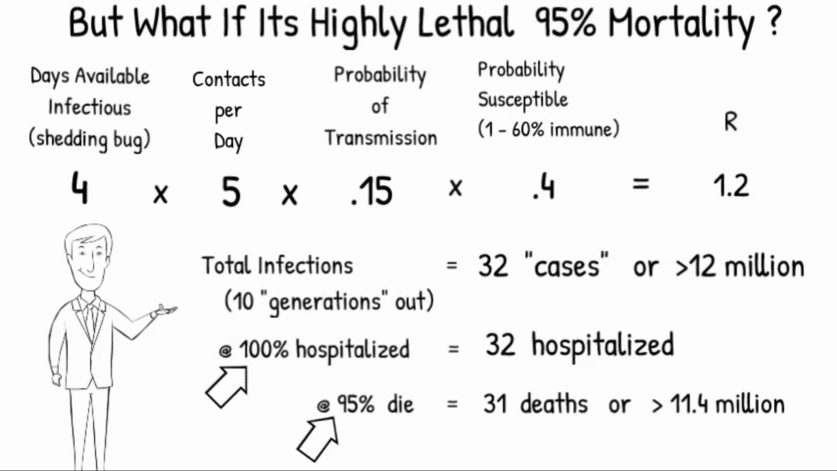Originally, the R was 5. And at 5, when it first started, with no immunity in the population, a mere 10 generations, viral generations out from that start, we had 12 million infected, and at a 95% mortality rate would have 11.4 million deaths.